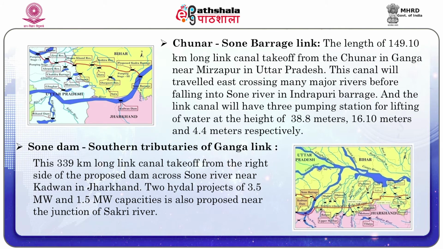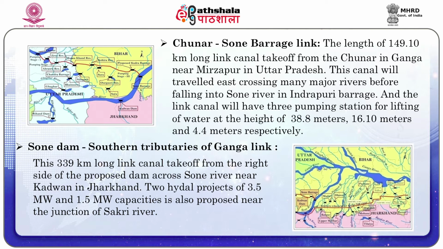Chunar-Son barrage link. The Chunar-Son barrage link, with a length of 149.10 km, takes off from Chunar on the Ganga River near Mirzapur district, Uttar Pradesh. This canal will have 3 pumping stations for lifting water at heights of 38.8 meters, 16.10 meters and 4.4 meters respectively.